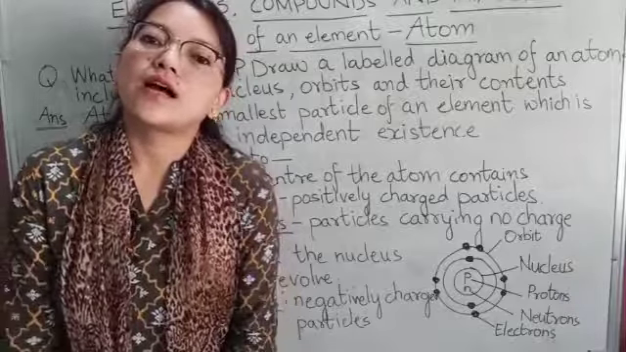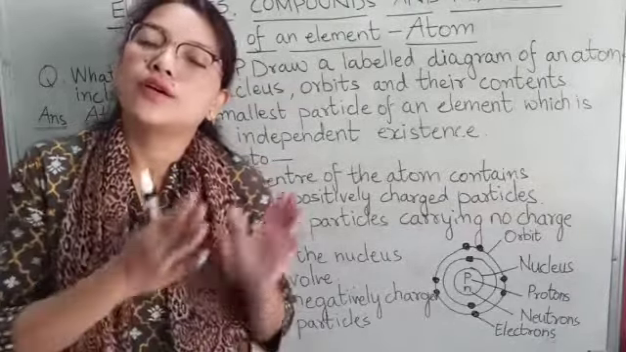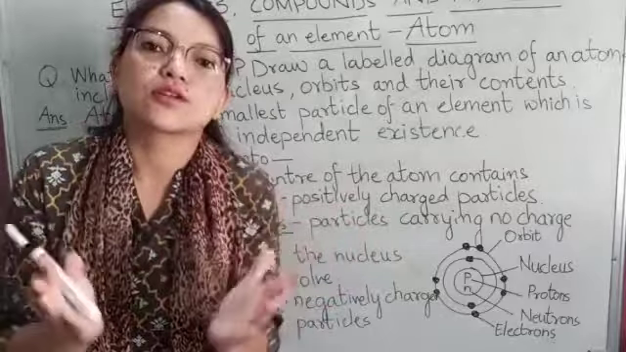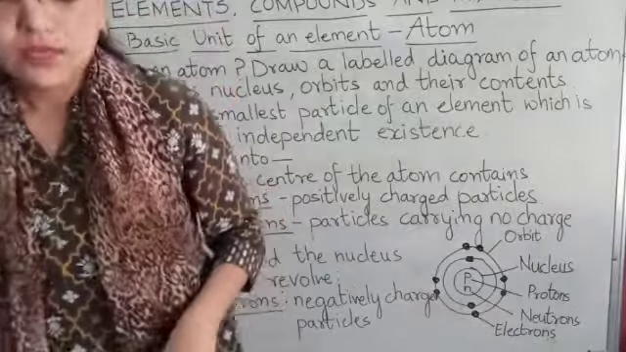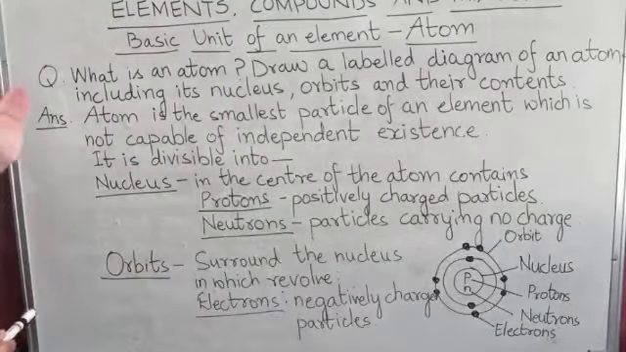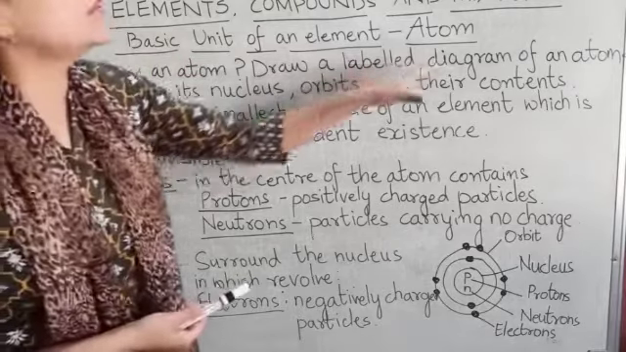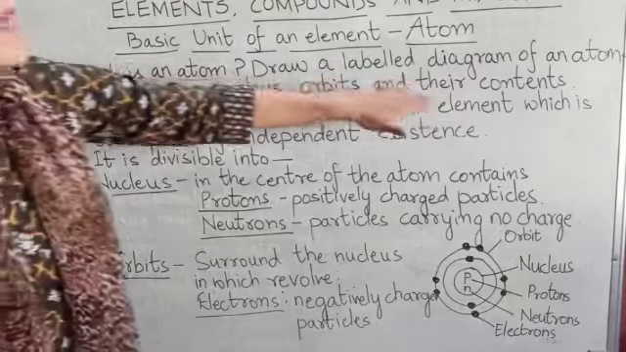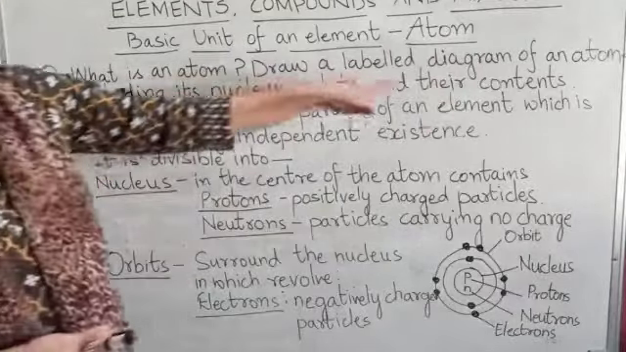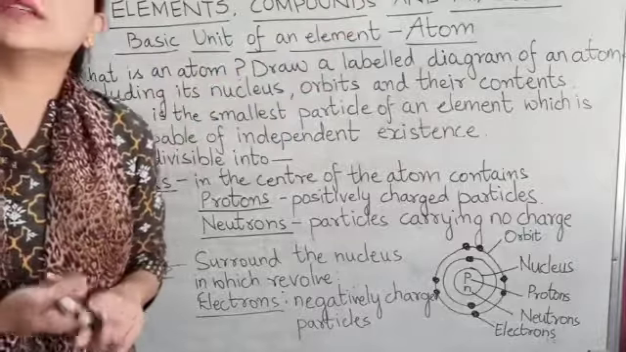So let us start here with the question, what is an atom? Here I'll be drawing the structure of an atom and its subatomic particles. Question number 1 is, what is an atom, and draw a labeled diagram of an atom including its nucleus, orbits and their contents. So nucleus, orbits and their contents, these are the parts of the atom. First of all, what is an atom?